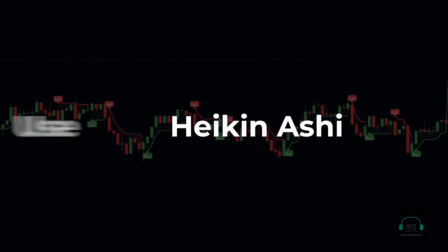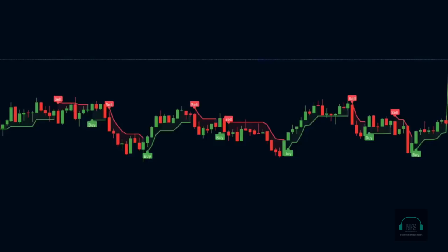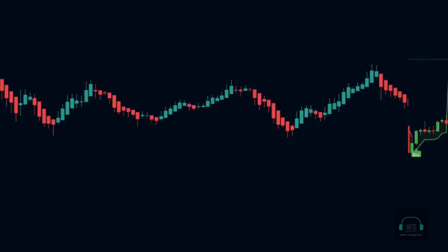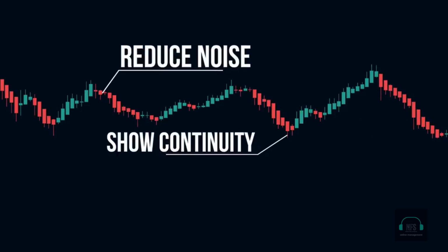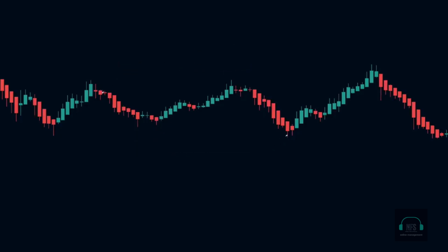Secondly, we will make use of the Heikin Ashi candles to filter the noise. The Heikin Ashi candles are different from the regular candlestick charts. The main difference is that the Heikin Ashi charts show continuity in trend and reduce the noise on the charts. Other than that, the candlesticks in Heikin Ashi are quite similar. Now let us understand the exact rules of the system.